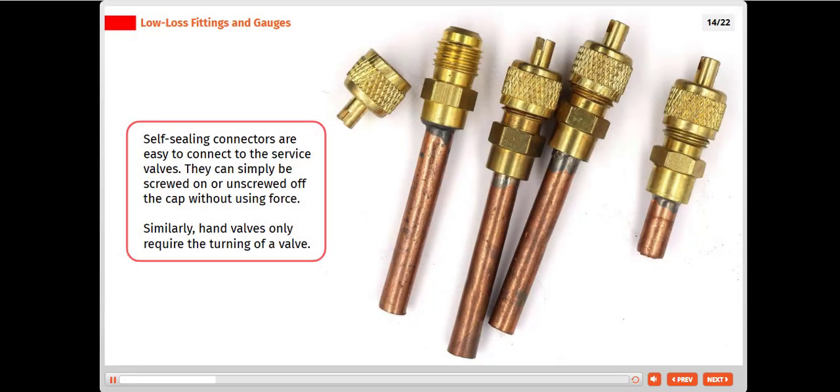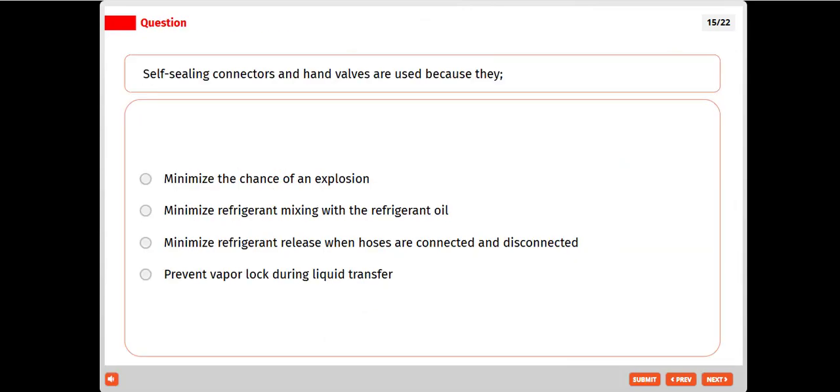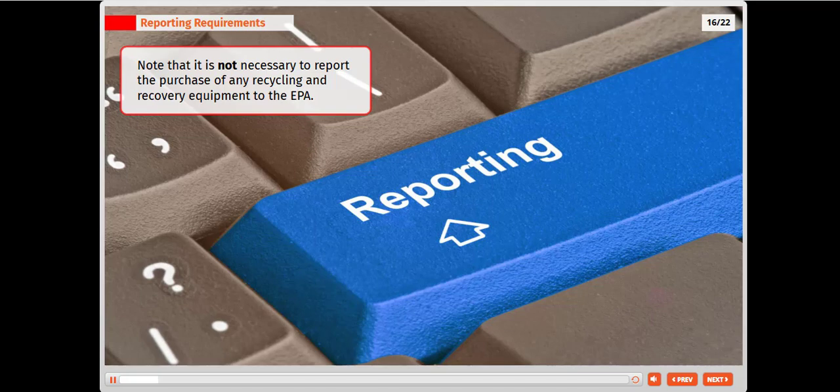Self-sealing connectors are easy to connect to the service valves. They can simply be screwed on or unscrewed off the cap without using force. Similarly, hand valves only require the turning of a valve. Self-sealing connectors and hand valves are used because they minimize the chance of an explosion, minimize refrigerant mixing with the refrigerant oil, and minimize refrigerant release when hoses are connected and disconnected. Note that it is not necessary to report the purchase of any recycling and recovery equipment to the EPA.